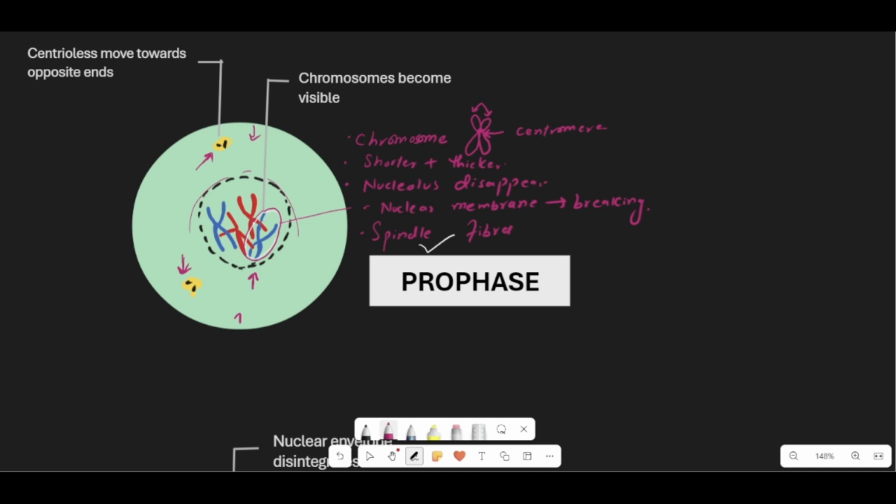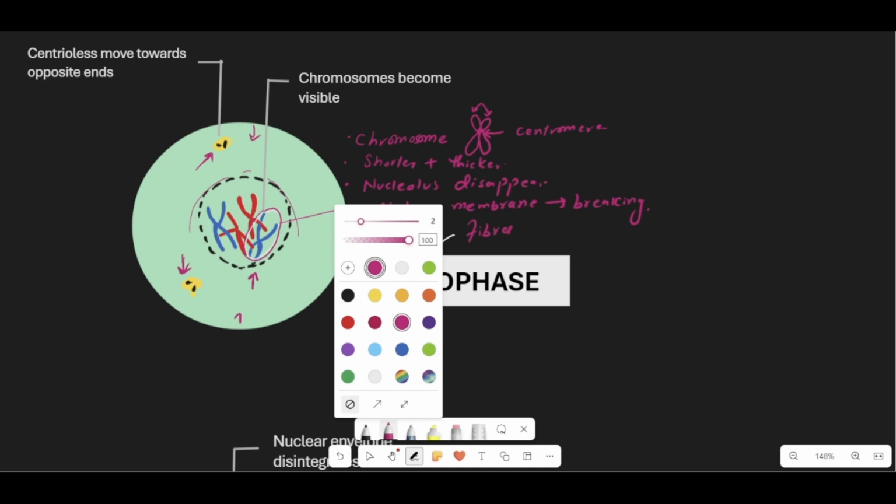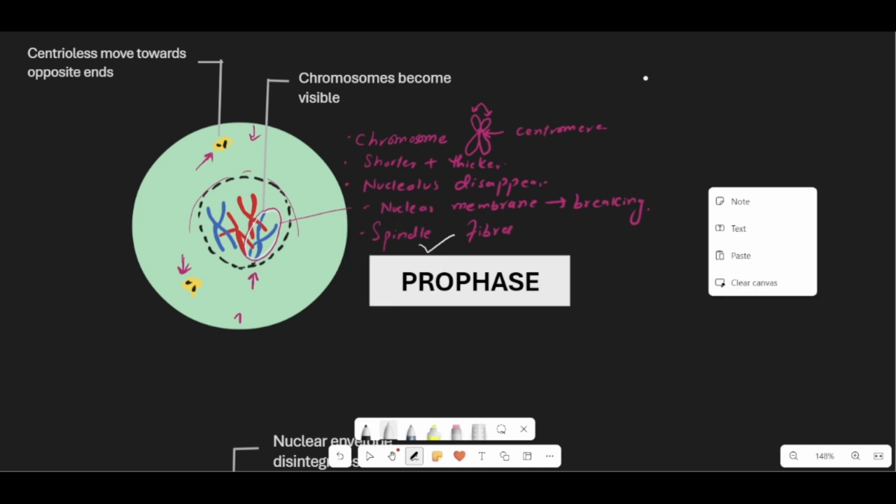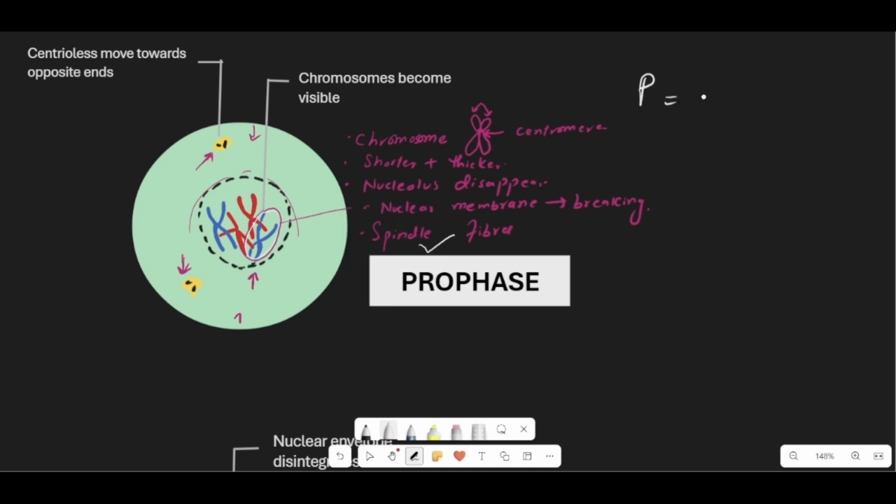So you can say that prophase is all about the cell preparing the chromosomes for proper movement during the further stages of mitosis. You can always remember prophase from P as packing phase, because everything is packing here and preparing itself for the next division, which is the metaphase.